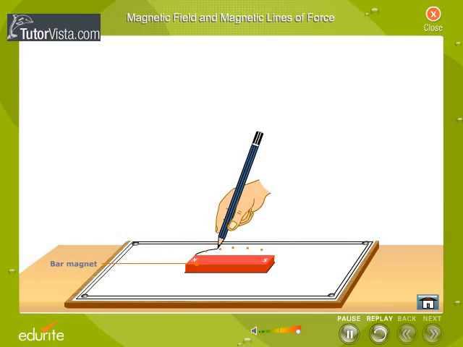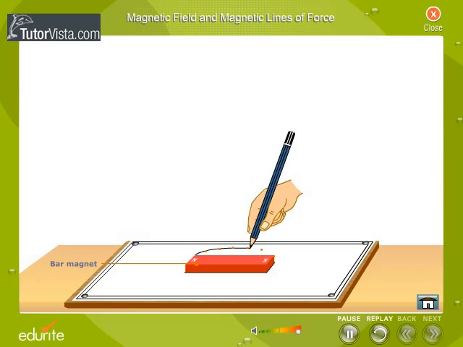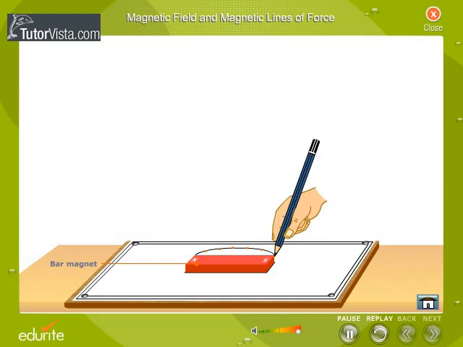Join the points. These points form a curve. The curved line represents a magnetic line of force. Similarly, place the compass at different points near the north pole of the magnet and map the lines of force.